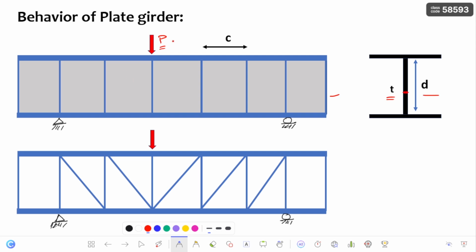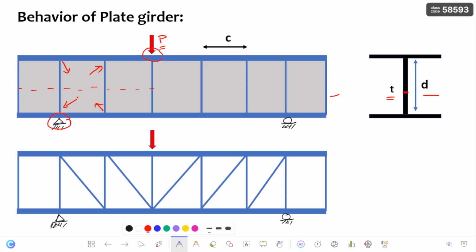Whenever the load acts on the plate girder at high shear concentration regions, that may be at the supports or at concentrated loads, there are principal planes present near the high shear concentrated regions. Those principal planes are inclined to the axis of the plate girder. In those principal planes, there are two principal stresses in the plate girder: one is the diagonal compression and one is the diagonal tension.